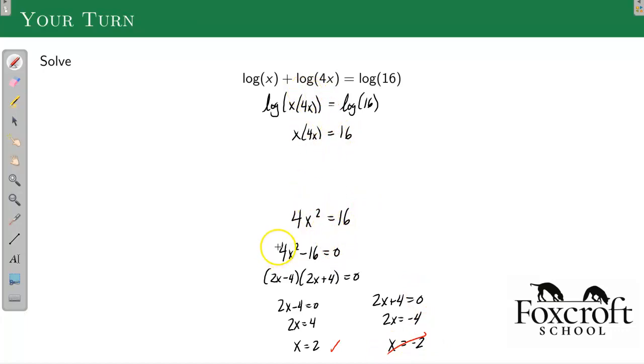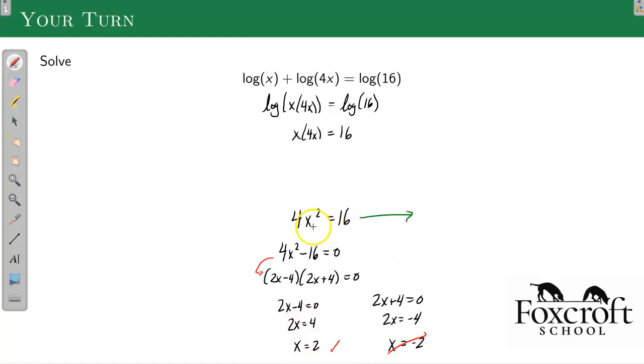From here, I see it's quadratic, I get 0 on one side, and here I factored it doing the difference of squares, so another shortcut. If you don't remember the difference of squares shortcut, you can always just do the splitting method and separate them out.